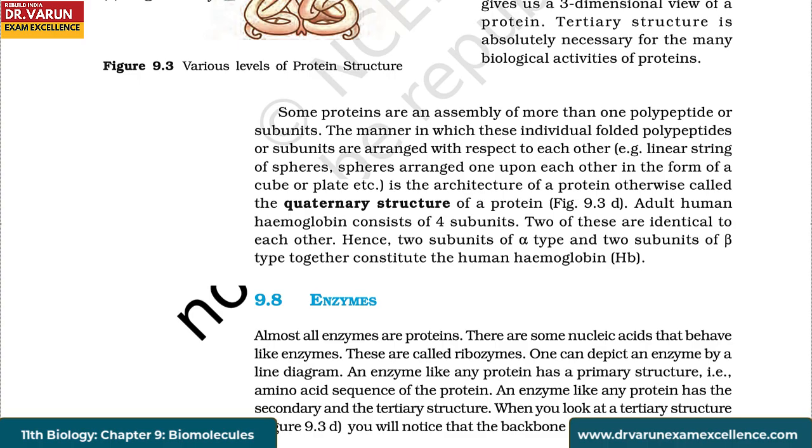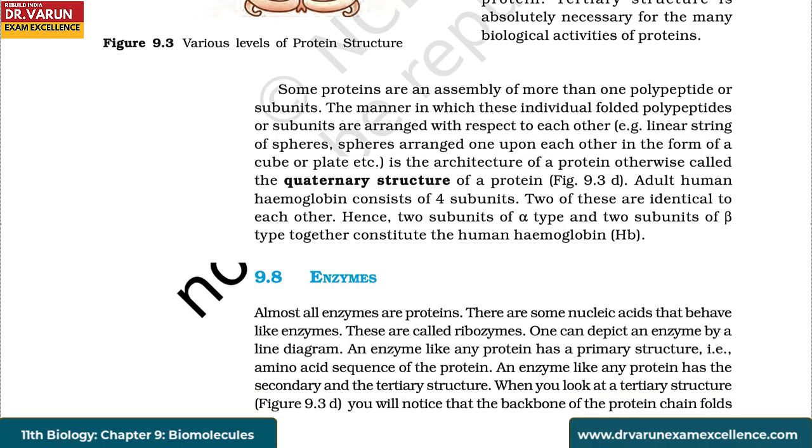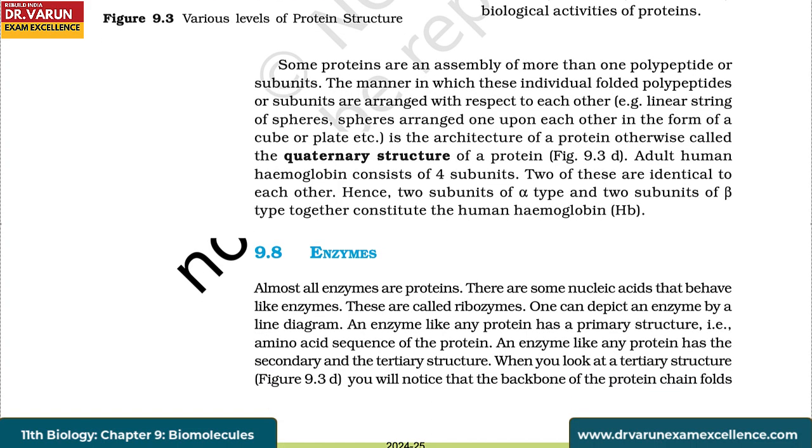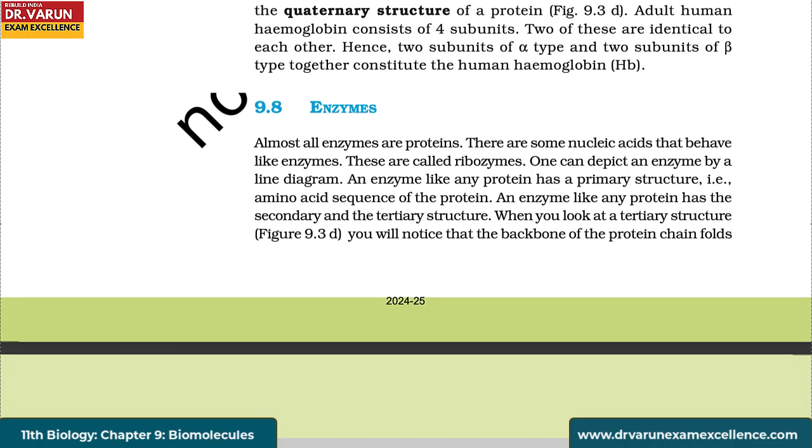The manner in which these individual folded polypeptides or subunits are arranged with respect to each other, for example a linear string of spheres arranged one upon each other in the form of a cube or plate, etc., is the architecture of a protein, otherwise called the quaternary structure of a protein. Adult human hemoglobin consists of four subunits. Two of these are identical to each other, hence two subunits of alpha type and two subunits of beta type together constitute the human hemoglobin.